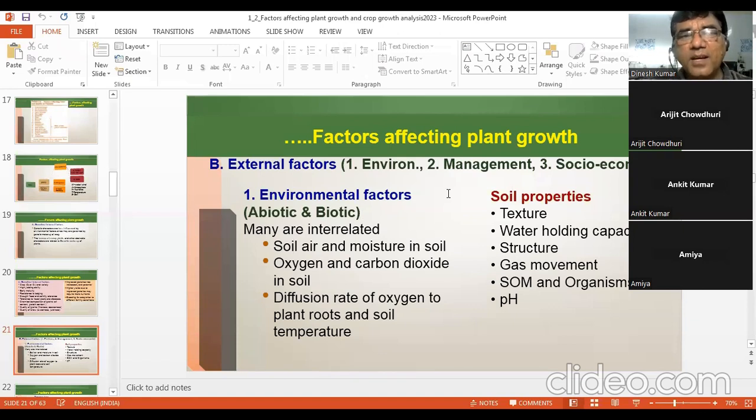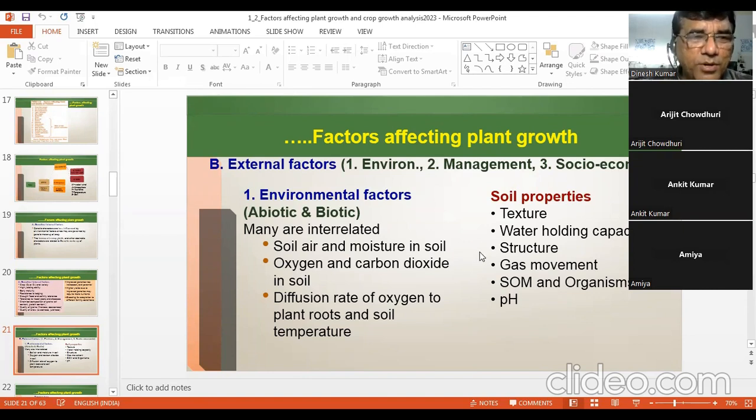So many of these are interrelated. Environmental factors, abiotic, particularly abiotic. Of course, there is a lot of interaction between abiotic and biotic factors also, but just you see abiotic factors. In abiotic factors, suppose you have plants, and I told you plants plus sunlight. So in plants, you have soil as a factor. You can see many of the factors, even within the soil, are interrelated.